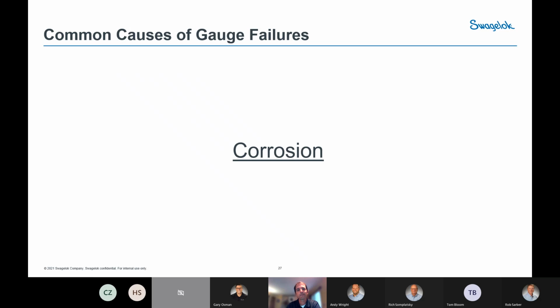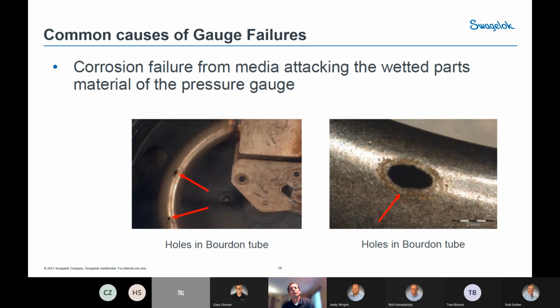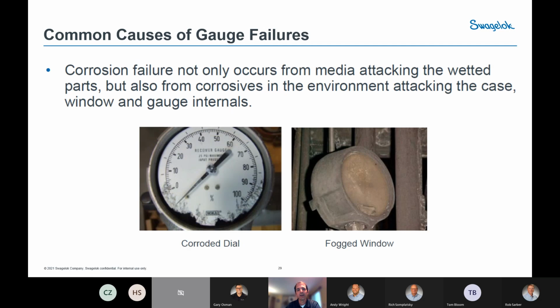Moving on to corrosion. So corrosion failure from media attacking the wetted parts material of the pressure gauge. So basically, if your system fluid is not compatible or highly corrosive, eventually you may end up with actually eating holes in the Bourdon tube like you see here. So you end up with a complete failure and leaking system fluid. So you always need to make sure that the internal components are going to be as compatible as possible with your system fluid. And it's not necessarily just the system fluid, but again, the surrounding environment, you need to be aware of that also.